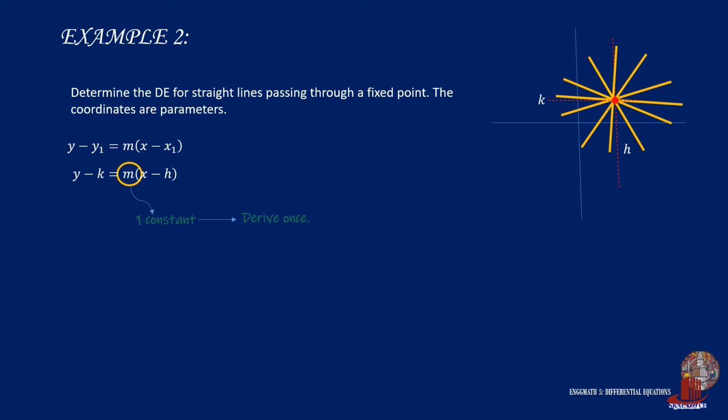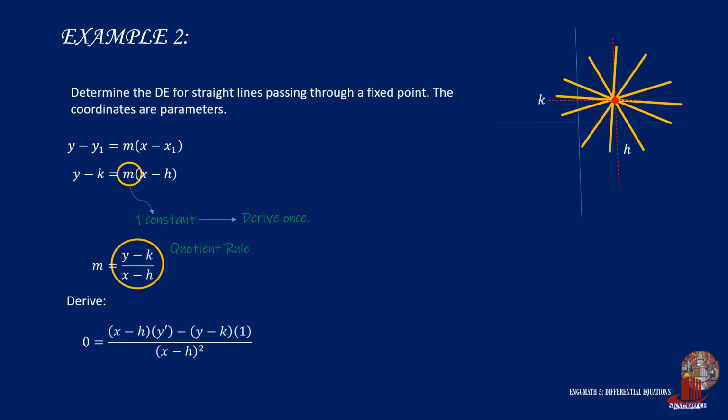If we isolate m to easily cancel it out later, we get m is equal to (y minus k) all over (x minus h), and the function requires the quotient rule. In deriving, take the square of the denominator and apply low d high and high d low, so that would be (x minus h) times the derivative of the numerator, which is y prime, minus the numerator (y minus k) times the derivative of (x minus h), which is 1. The fraction is equated to the derivative of the constant m, which is 0.